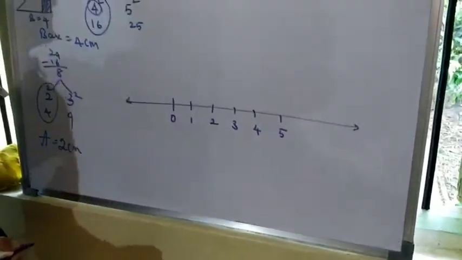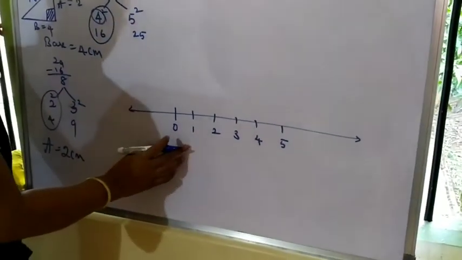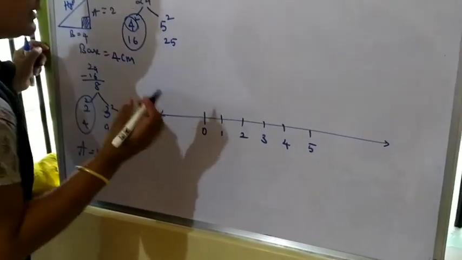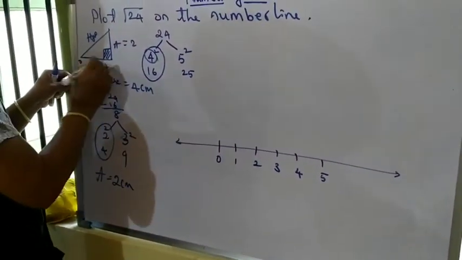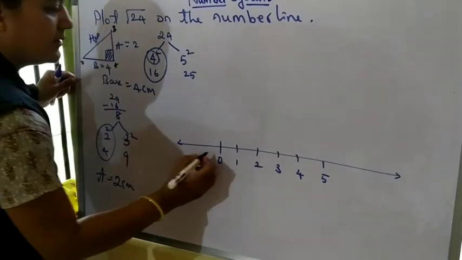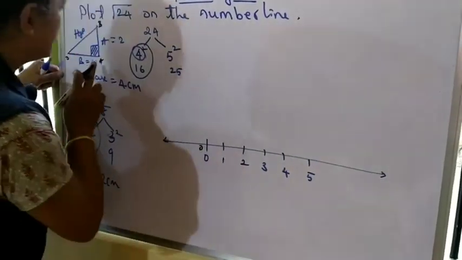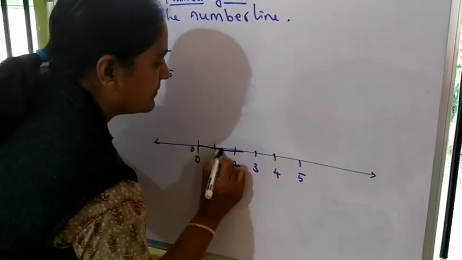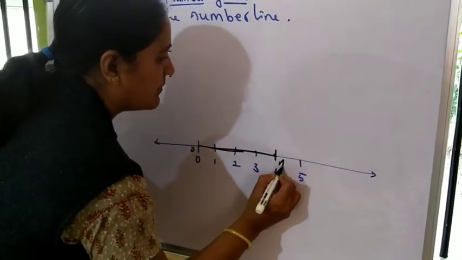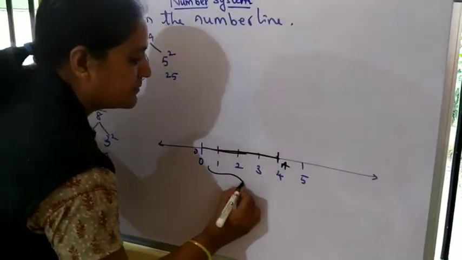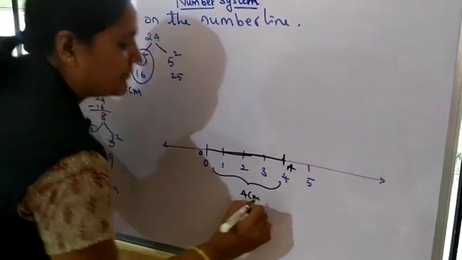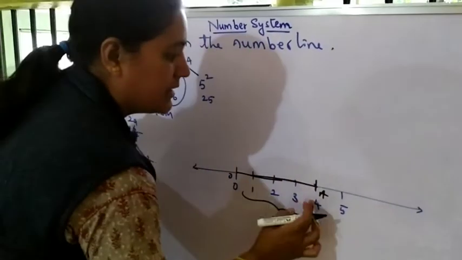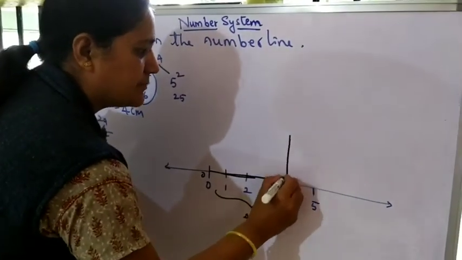One centimeter I have taken. On this number line I have to plot the baseline. Let me give the name OA. From O to A is 4 centimeter. So OA is 4 centimeter, then AB is 2 centimeter, not 1 centimeter. AB is 2 centimeter.